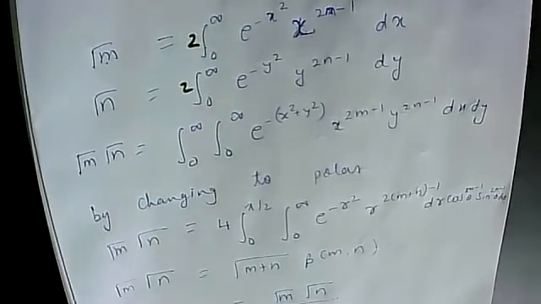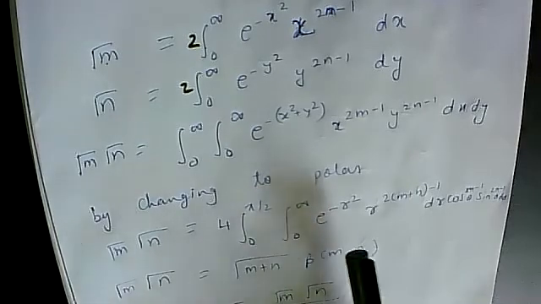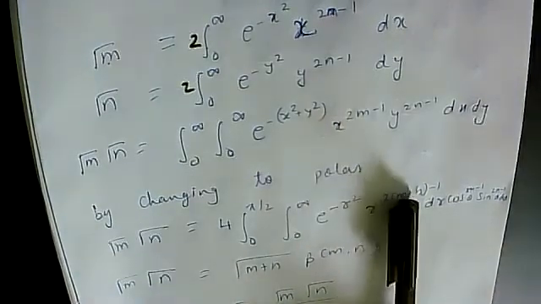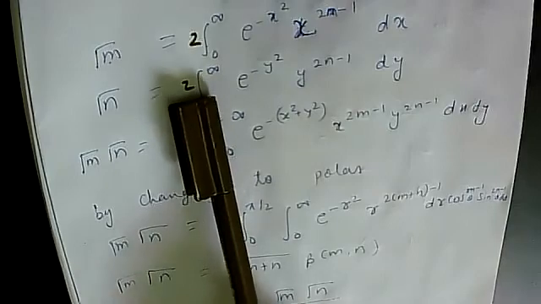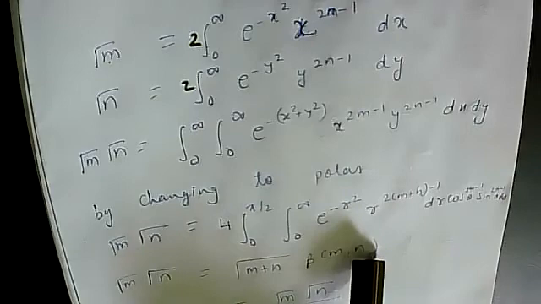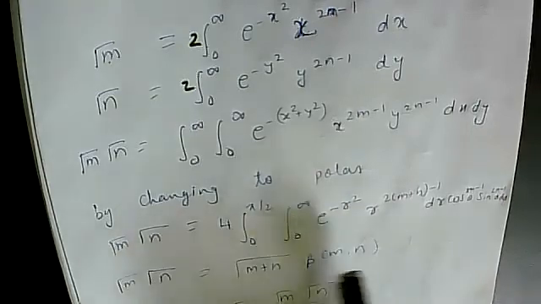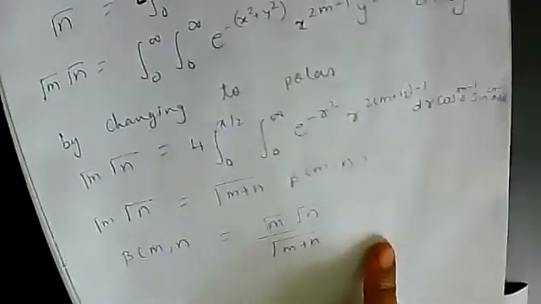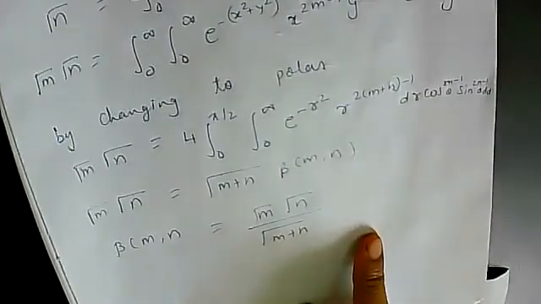Now I can easily separate r and theta here. When you separate r and theta integrals, you observe that if you carefully see, this is the definition of gamma(m plus n) by the same formula like this. And the remaining is the formula of beta(m, n). So I got this relation. So beta(m, n) is equal to gamma(m) gamma(n) upon gamma(m plus n). This formula is very important to solve the numerical questions.